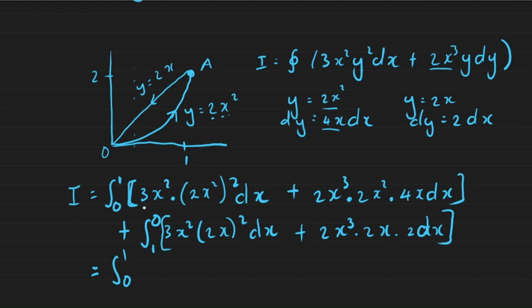Simplifying this, 3x squared times 2x squared squared. So x squared squared is x to the power 4. x to the power 4 times x squared is x to the power 6. And 3 times 2 squared, well, 2 squared is 4. 4 times 3 is 12. So we're going to have 12x to the power 6. That's this first term.